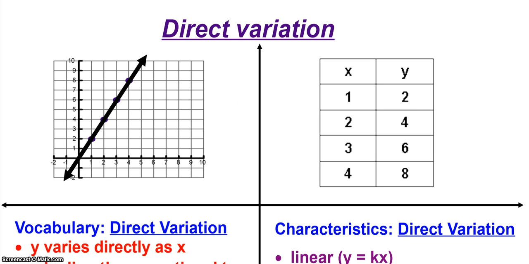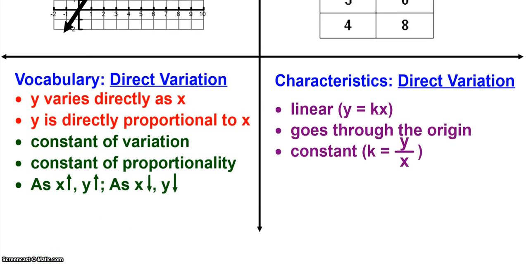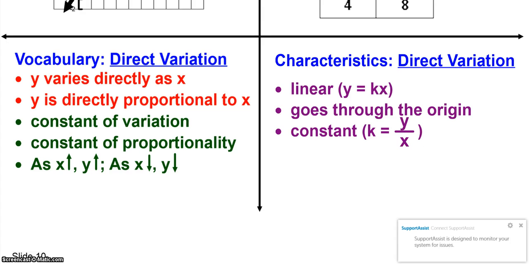Okay, so the first thing you need to know is direct variation. Direct variation is a straight linear line. Whenever you're looking at your XY table, either X is going to increase while Y also increases, or X is going to decrease while Y decreases. So both of them are going to go the same direction. In vocabulary, Y varies directly as X. Y is directly proportional to X. So if you see the word directly, it's going to be direct variation.